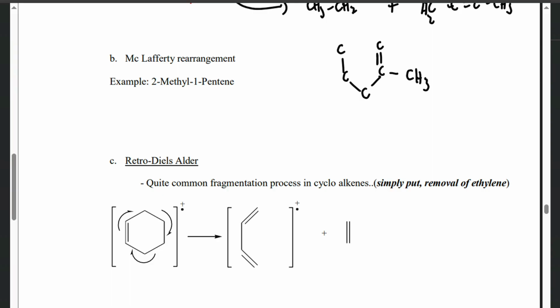So for McLafferty rearrangement to occur, there must be an alpha hydrogen. So this is the carbon that is attached to the functional group, right? So this is the alpha carbon, this is the beta carbon, this is the gamma carbon. So if you can't find a gamma carbon, then McLafferty rearrangement cannot occur. It does not stop there. Even if there is an alpha carbon, if there is no alpha hydrogen, McLafferty rearrangement will not occur.